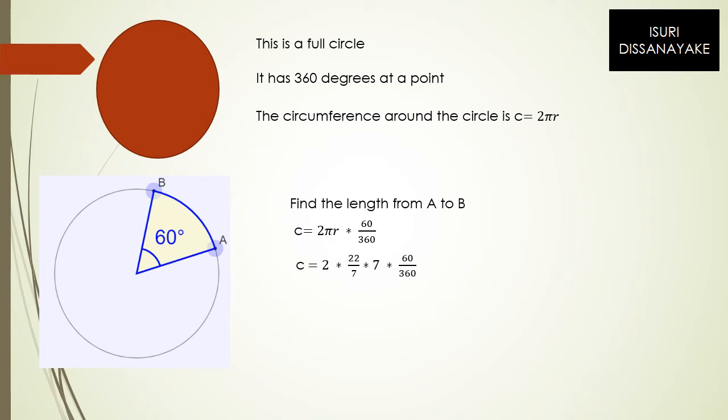I simplify it taking the radius as 7 centimeters. This is the radius. I take it as 7 centimeters. So 2 pi value is 22 over 7, r is 7. And you don't need the entire length around the circle. You need only the arc length which is relevant for 60 out of 360. So the value is then 7.33. This 7.33 is the length from A to B.